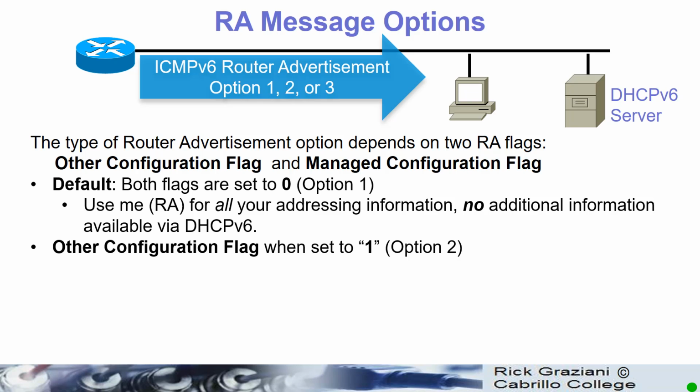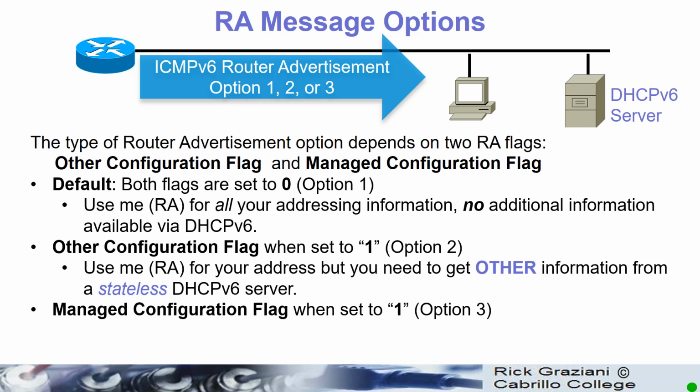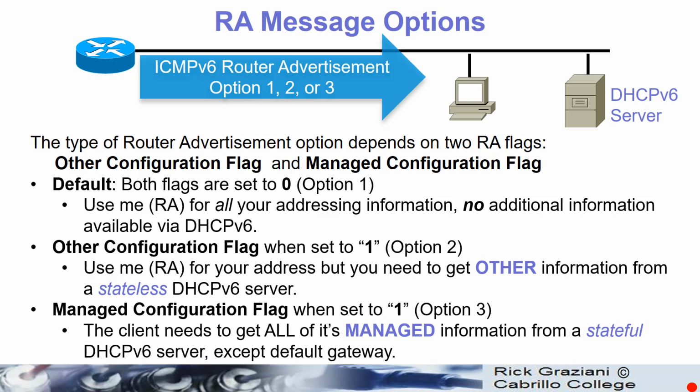Other configuration flag set to 1, that's going to be option 2. Again, basically, you're going to get the DNS information from the server. Use me for the addressing, get other information from the stateless DHCP server. When the managed configuration flag is set to 1, that's option 3. Again, all client information will be received from the DHCP server. The router will not be managing any of the addressing, just DHCP.